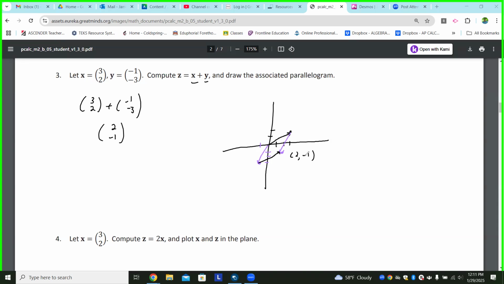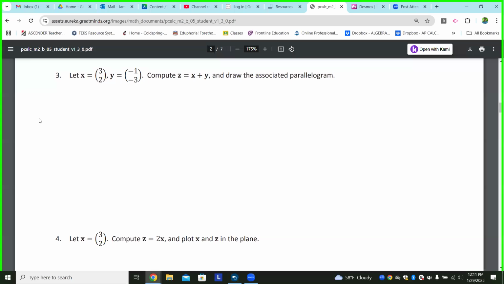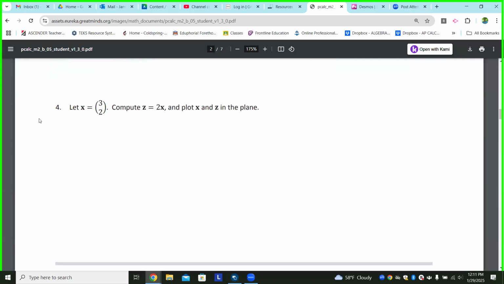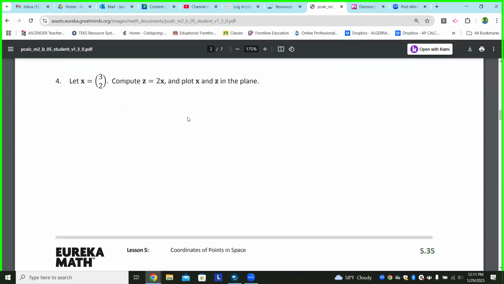All righty. So yeah, so let's jump to number 4 on the exercise. Do you want to attempt it on your own, or do we need to discuss it? All right, let's discuss it. All right, so we're given that x is equal to 3, 2, and we're asked to compute z as 2x. So let's write that out. So 2x written out would just be 2, and then my x would be 3, 2.